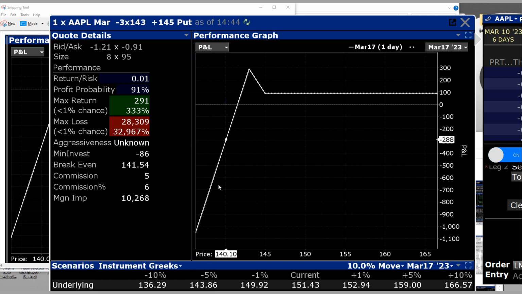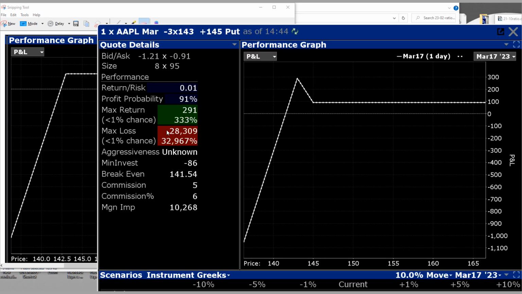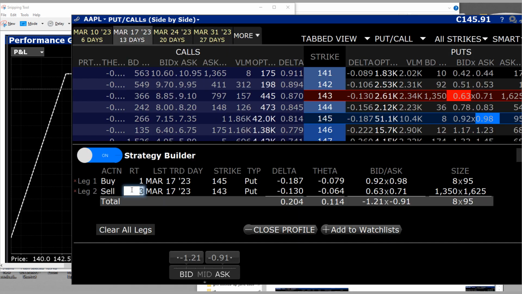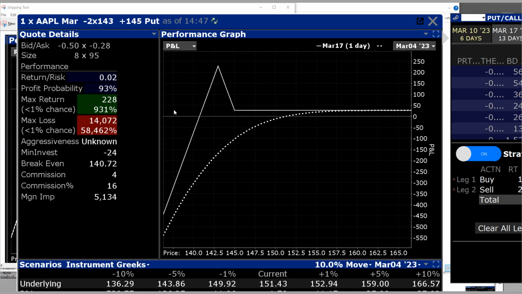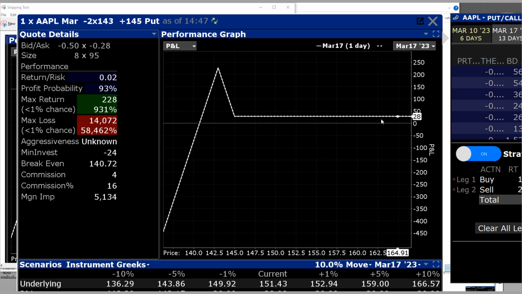So if Apple really goes down, then I have 2 puts to consider, and that's going to lose me a lot of money. That's why you can see the max loss here is $28,000. Whereas if I do a 2-to-1 ratio spread like before, then the max loss should be about half of this, like 14,000. So let's just set this back to 2, and the max loss goes back to 14. And you can see the slope on the left is now the same angle as on the right again. But of course, my credit earned goes back to 28.